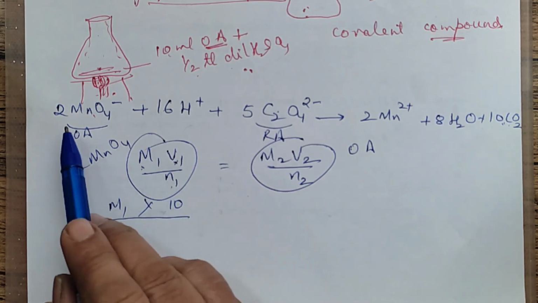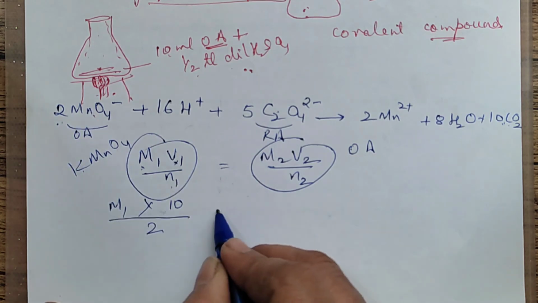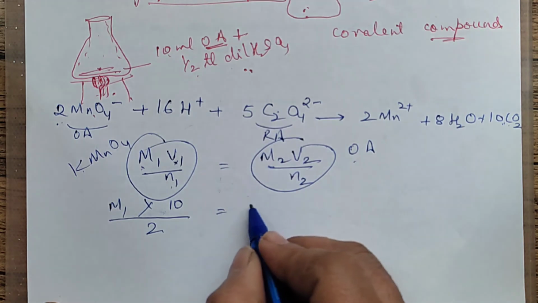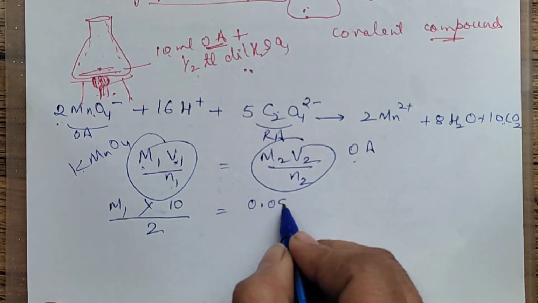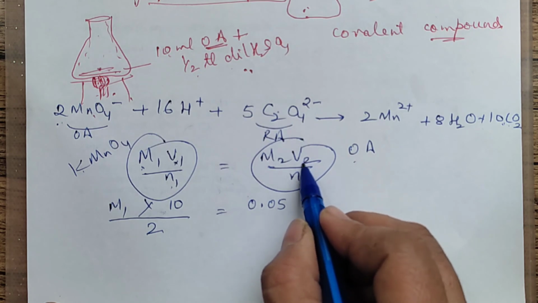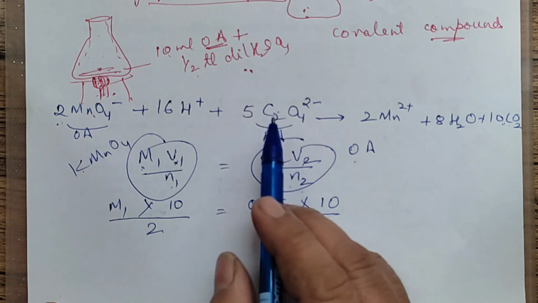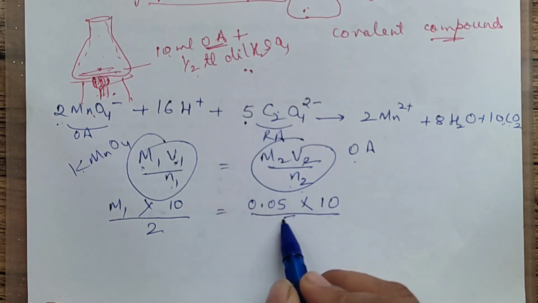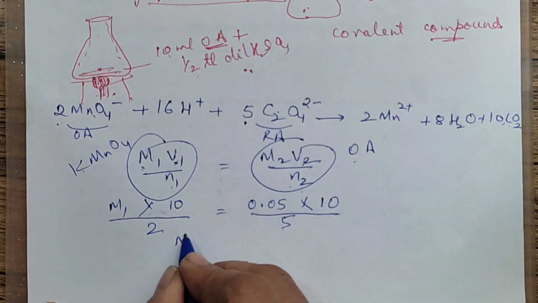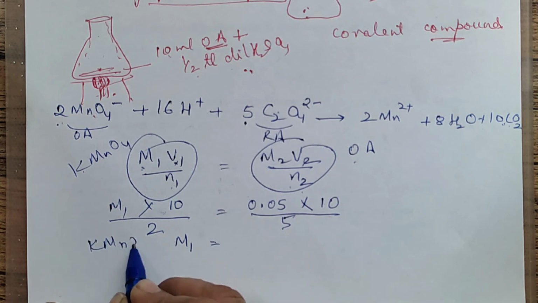The number of moles you have in the balanced equation against KMnO4 is 2. The molarity of oxalic acid is given in the question. You prepared 0.05 molar oxalic acid. The volume in the pipette, every time you are taking 10 ml. And the number of moles of oxalic acid in the balanced equation is 5. You will solve this to get the molarity answer. This will be the molarity of the given KMnO4 solution.